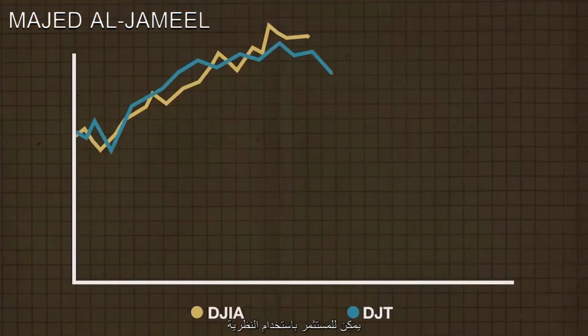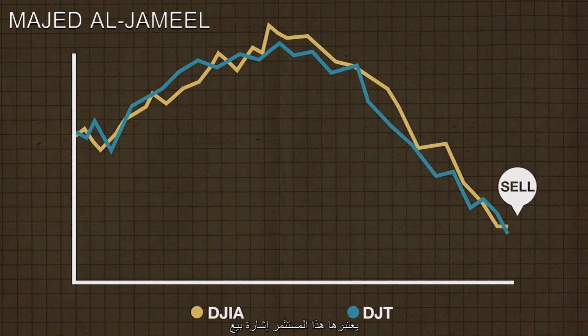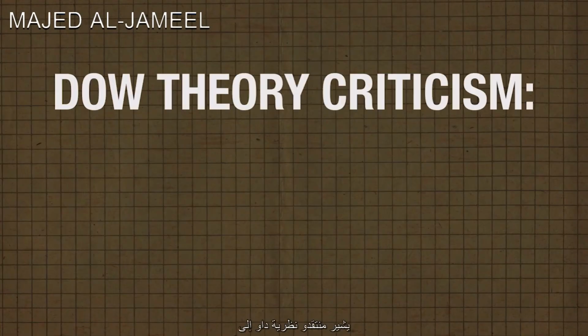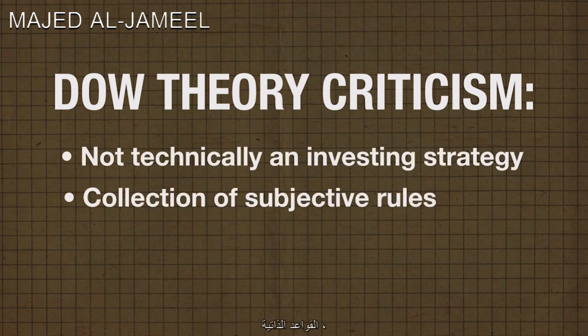An investor using the theory might sell a portfolio of stocks after observing the Dow Industrials and Transports making new lows. This investor considers this a sell signal and might use it to exit a portfolio of stocks in an effort to limit losses. Critics of Dow Theory point out that it's not technically a strategy for investing, but instead a collection of subjective rules.